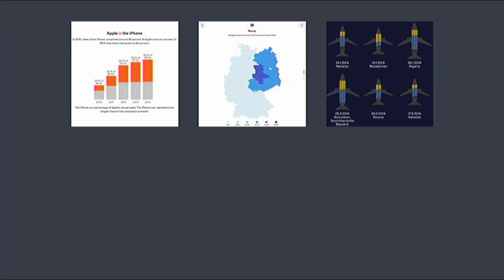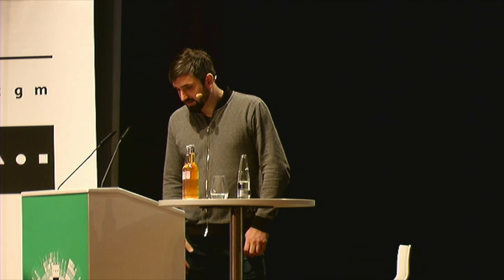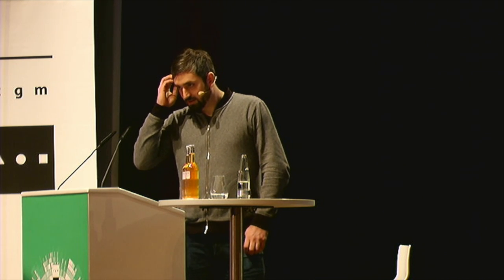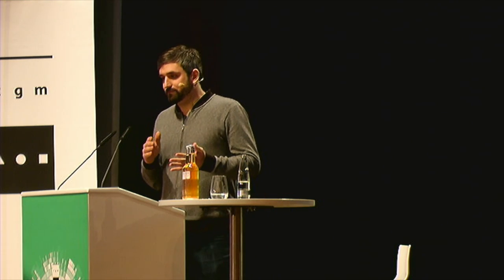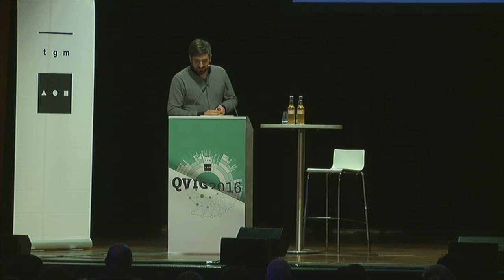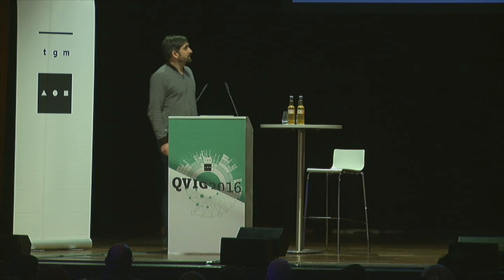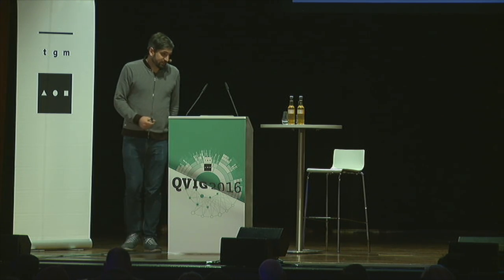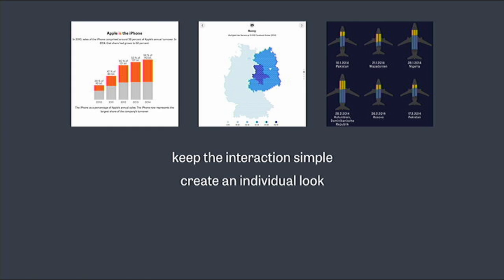So, conclusion. Infographics can play a significant role in visual storytelling. And these are my three takeaways for you. Keep the interaction simple, because the readers will thank you when they can focus on the content and are not distracted by a complicated navigation. And the second thing is, for your most valuable stories, really take your time for the process of creating an individual look, because it's really worth it.